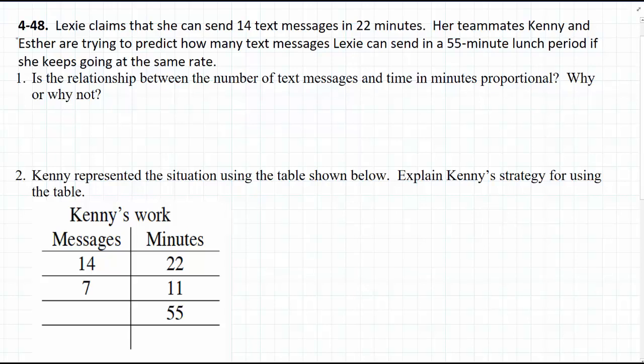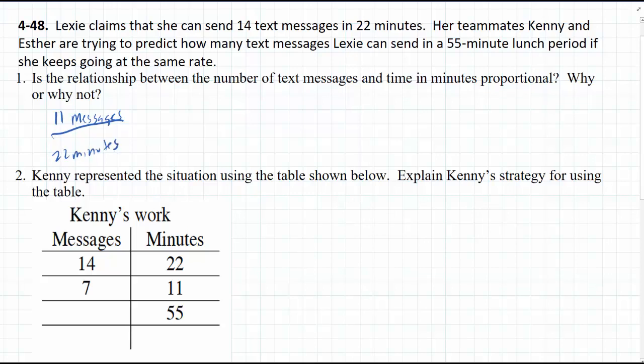Okay, so 4-48, Lexi claims that she can send 14 text messages in 22 minutes. Her teammates, Kenny and Esther, are trying to predict how many text messages Lexi can send in a 55-minute lunch period if she keeps going at the same rate. So let's see. Is the relationship between the number of text messages and time in minutes proportional? Why or why not? Well, we know she sends the text at a rate of 14 messages for every 22 minutes.